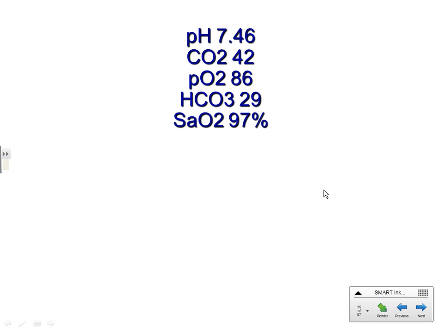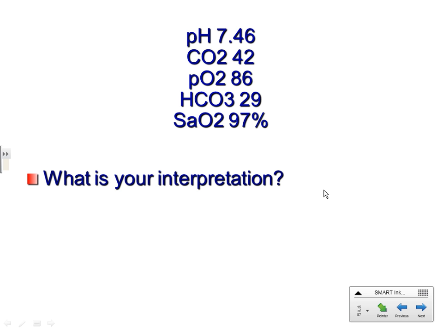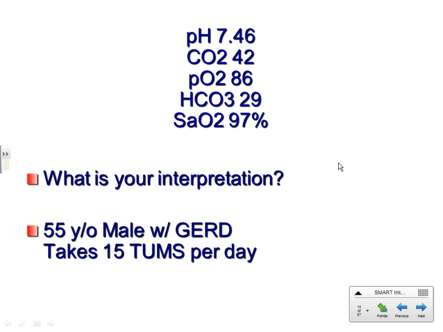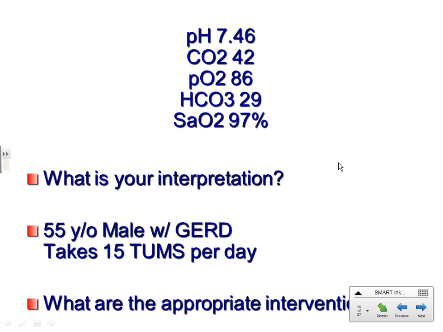Okay, pH of 7.46. Slightly high, so we're in alkalosis. CO2, normal, so what's our guess? Metabolic alkalosis. This is a 55-year-old male with GERD who takes 15 Tums per day. So what are we going to do for him? Take away his Tums, but he's still got GERD, so what else are we going to do for him? Put him on an alternative medication, histamine blocker, proton pump inhibitor, right?